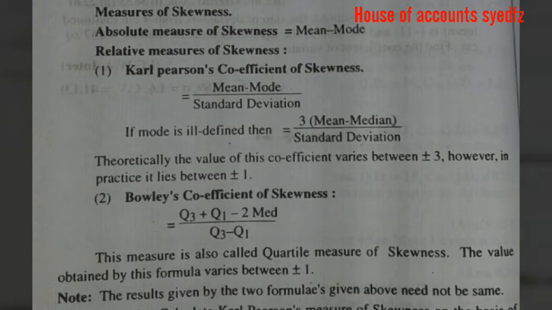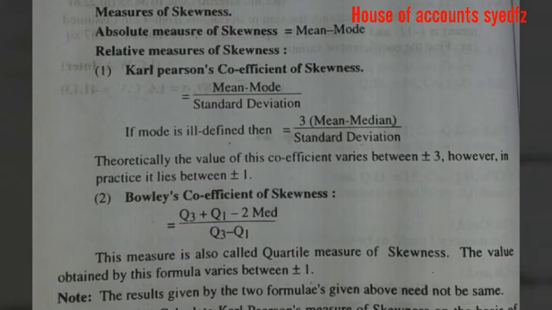One is Karl Pearson coefficient of skewness, another is Bowley's coefficient of skewness. In Karl Pearson coefficient of skewness, the formula is mean minus mode divided by standard deviation. Okay, mean minus mode divided by standard deviation. Here we have to calculate mean, mode and standard deviation.